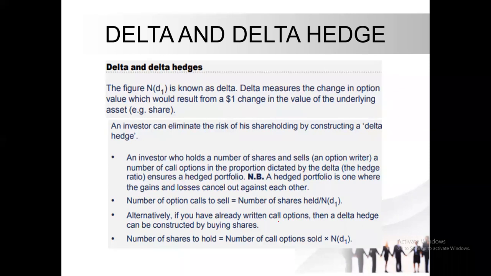Alternatively, if you have already written call options, imagine that you have already written call options, meaning that you have given Mr. P options, come and buy shares from you. You need to have shares because he may come for those shares. Then a delta hedge can be constructed by buying shares. So how many shares should you have? The number of shares to hold is the number of call options you have written multiplied by the delta hedge.